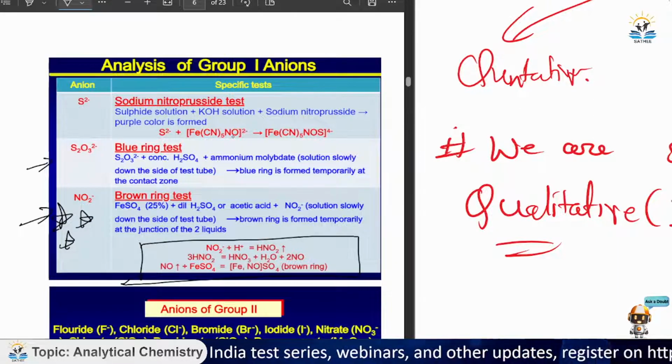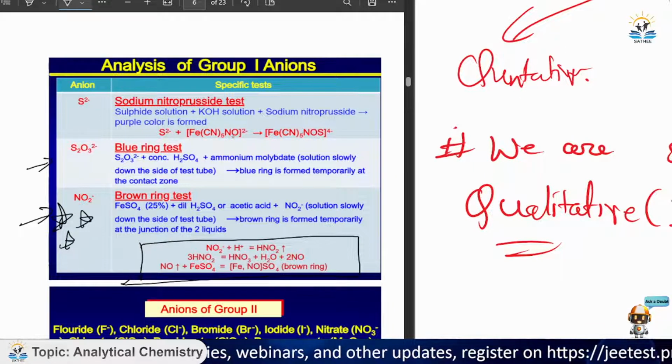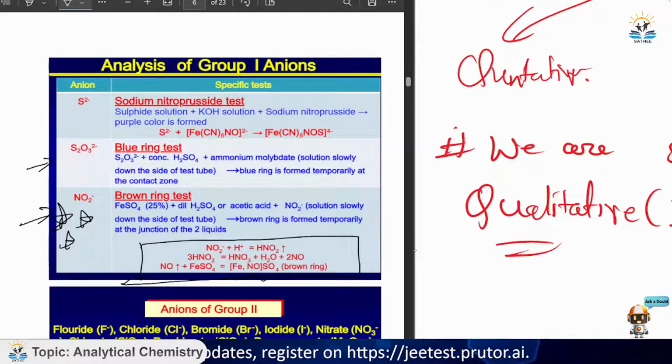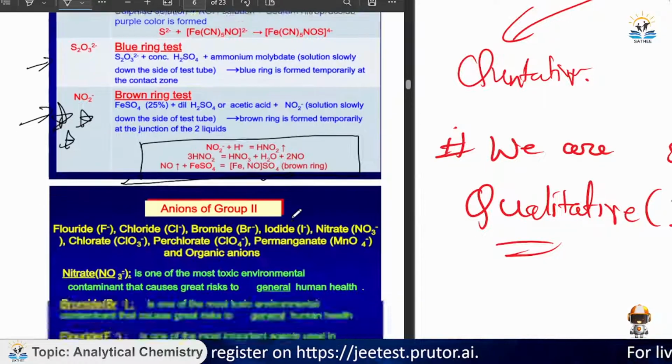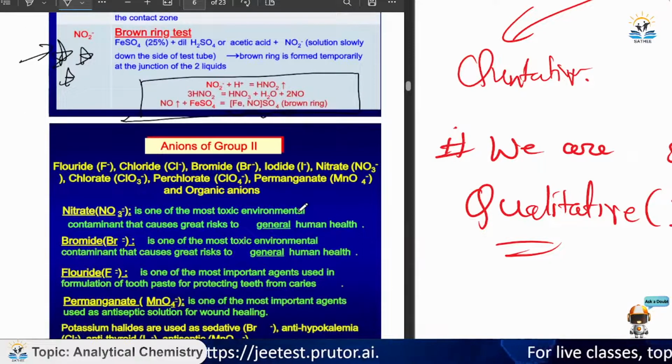Now, add the solution slowly down the side of the tube. At the downside of the tube, it forms a brown ring complex, a brown ring formation temporarily at the junction of the two liquids. So this is the formula. This will show that NO2 minus ion is present by this brown ring test.